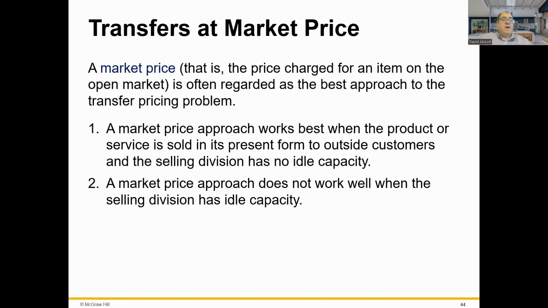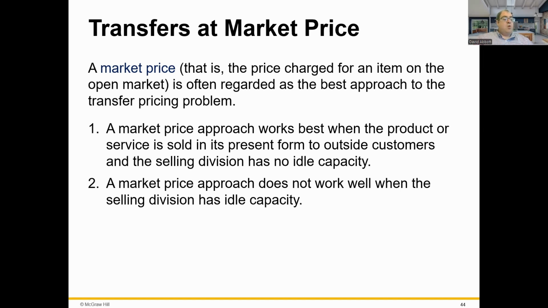So there's that. Now, transfers at market price. A market price, or the price that is being charged for an item on the open market, is often regarded as the best approach to the transfer pricing problem. A market-based transfer price works best when the product or service is sold in its present form to outside customers and the selling division has no idle capacity. With no idle capacity, the real cost of the transfer from the company's perspective would be the opportunity cost of the lost revenue on the outside sale.